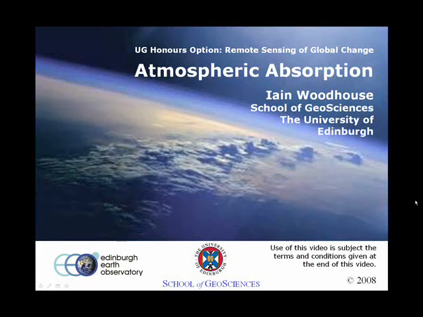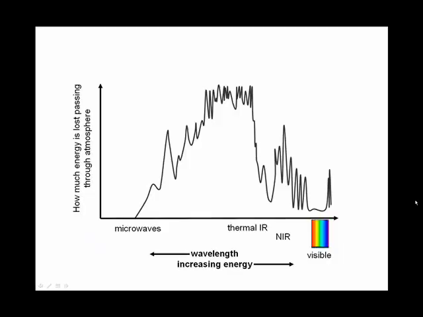Hi, this is a lecture on atmospheric absorption, and it forms part of the undergraduate honours option in remote sensing of global change. Now this is a graph showing the energy lost as it's passing through the atmosphere. It's just a rough diagram. I haven't put any numbers on here. I want you to just get a sense of the general trend of this graph. And we looked a little bit at it in the lectures.